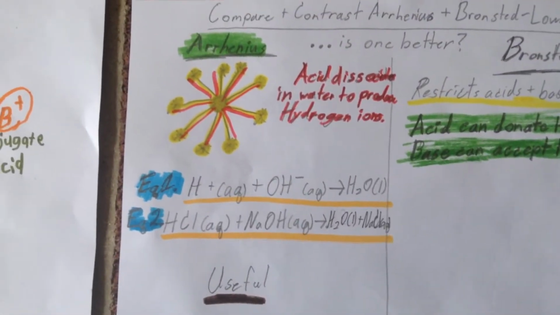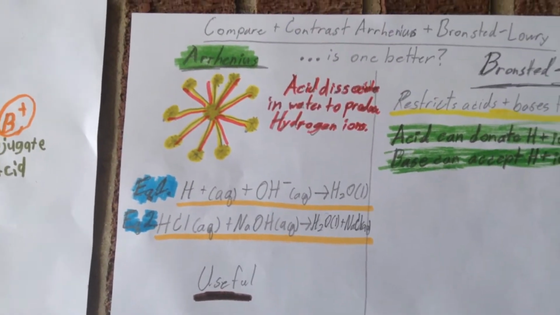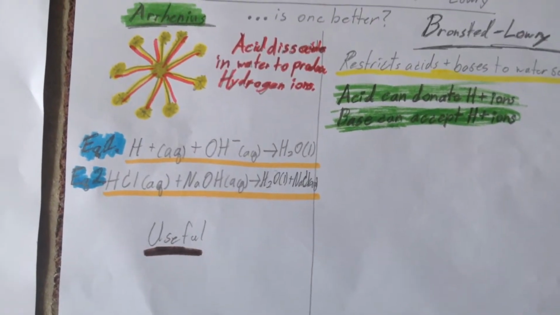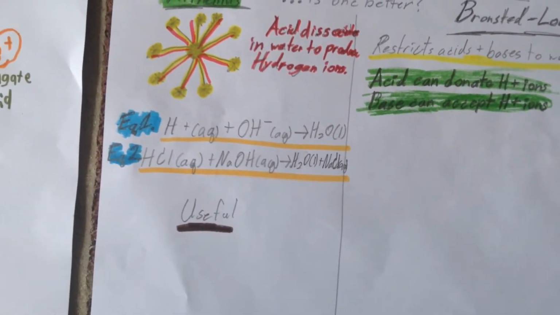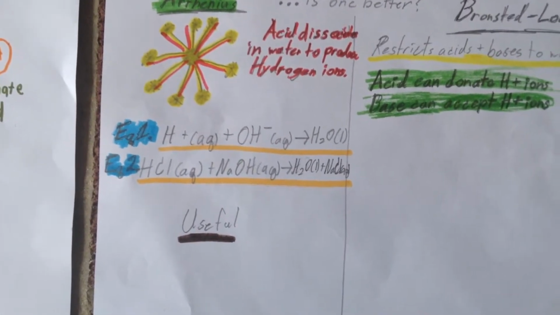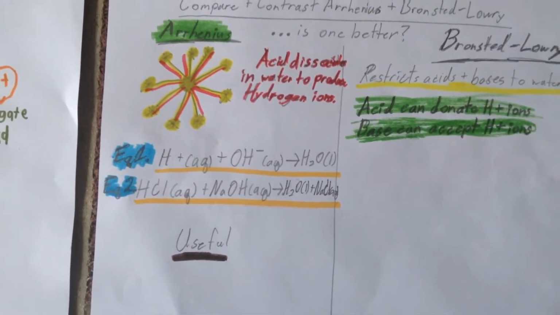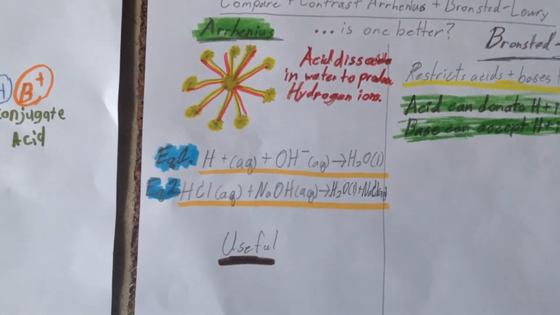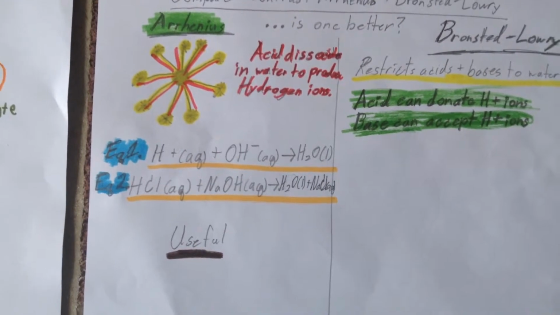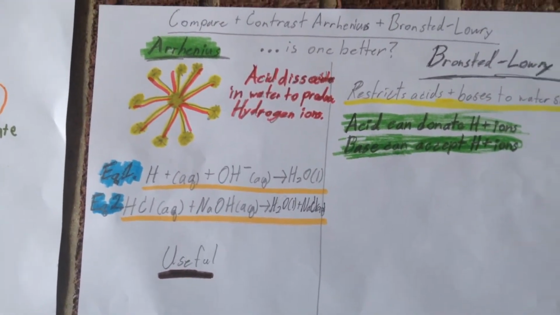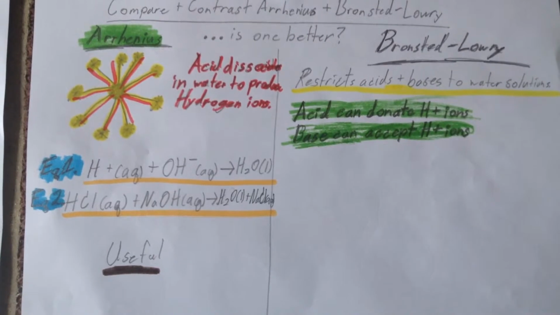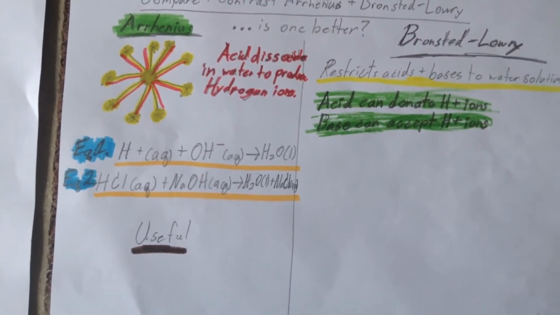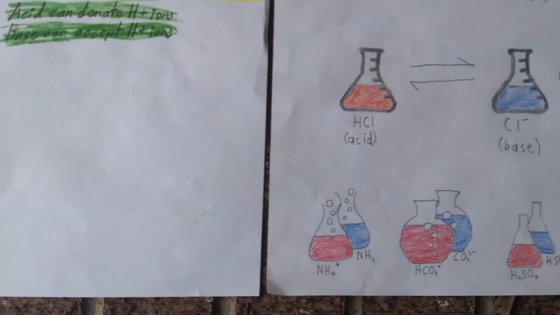Compare and contrast Arrhenius and Bronsted-Lowry. Arrhenius acid dissociates in water to produce hydrogen ions. Equation 1, H+ + OH- goes to H2O. Equation 2, HCl + NaOH goes to H2O + NaCl, and is useful. Bronsted-Lowry restricts acids and bases to water solutions. Acid can donate H+ ions, base can accept H+ ions.